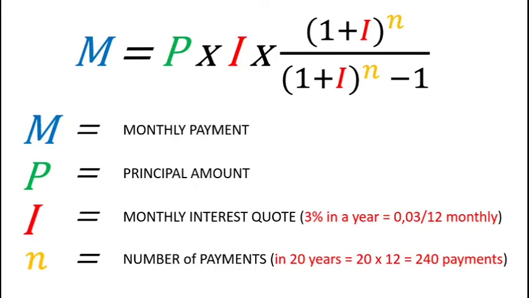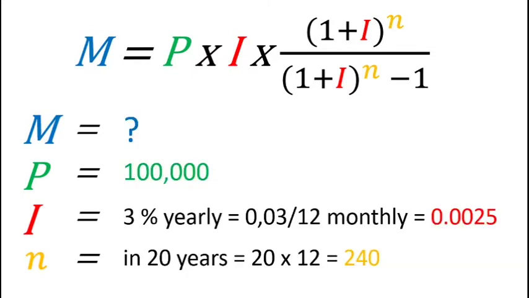The total number of payments is equal to the mortgage length multiplied by 12 months. If you pay every 6 months, then it should be multiplied by 2, as you pay 2 times in a year. So, if we use some numbers, we can calculate a monthly payment. If we need a $100,000 loan, and we have a 3% interest rate, with a mortgage length of 20 years.